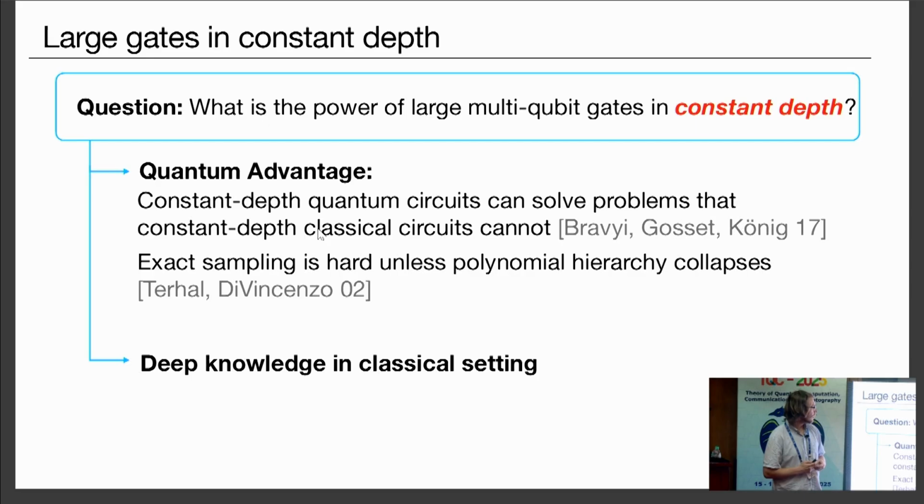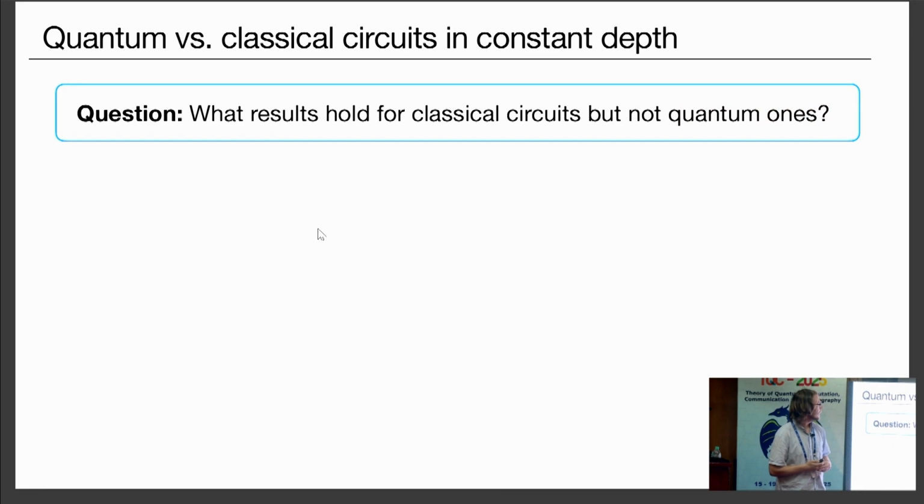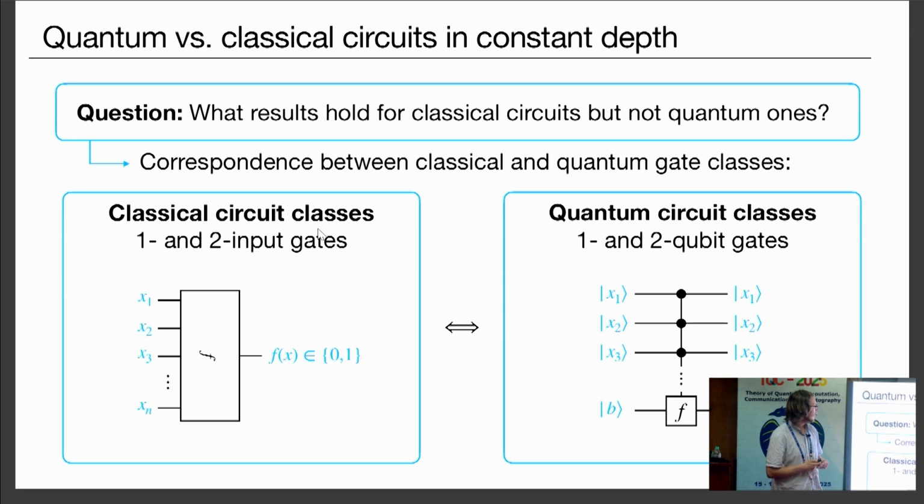Moreover, in the classical setting, we have a nice wealth of knowledge of what constant depth circuits are capable of, at least compared to the lack of results we have quantumly. And so, throughout this talk, we're going to be asking which classical circuit results we can perhaps port over to the quantum setting, or at least investigate what happens when we do.